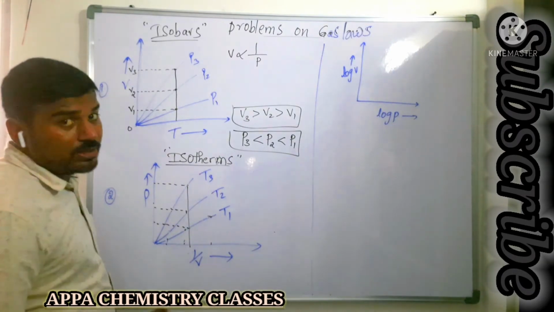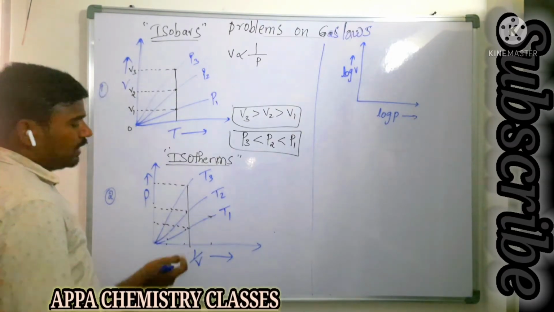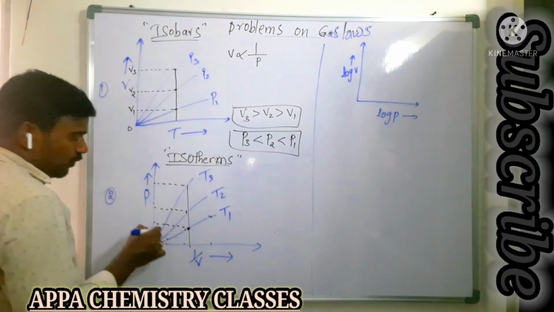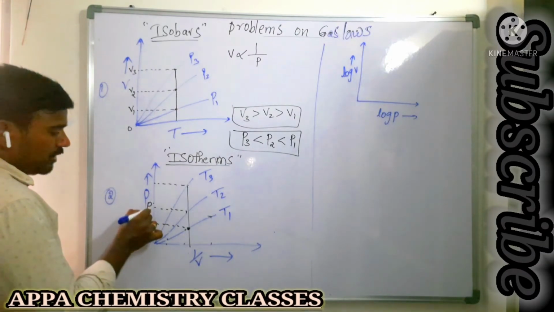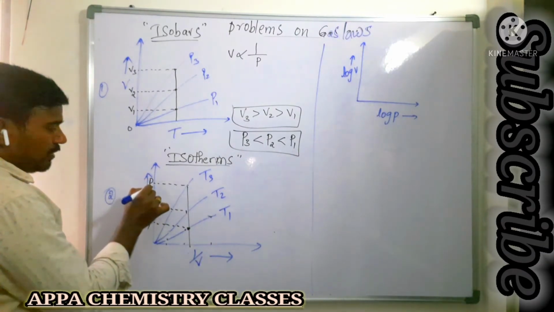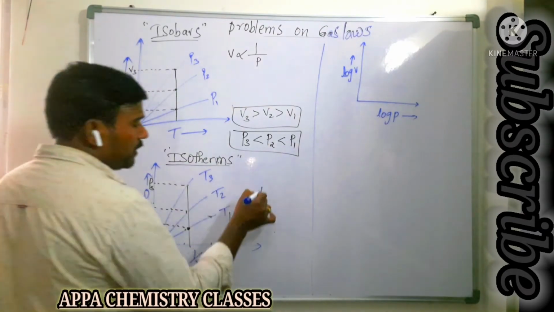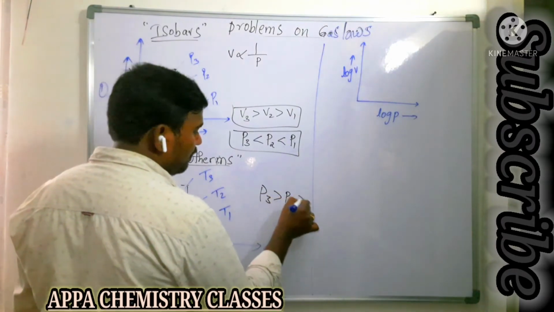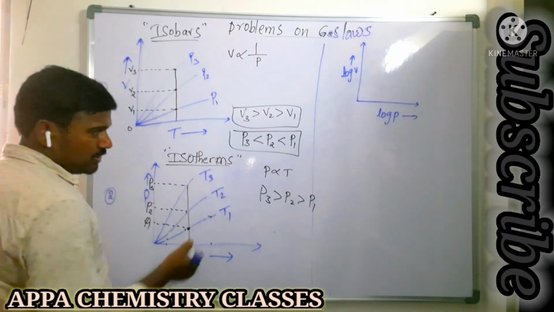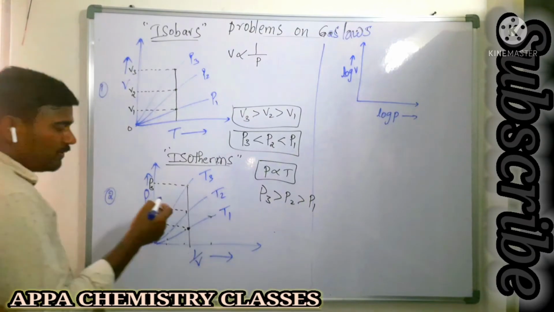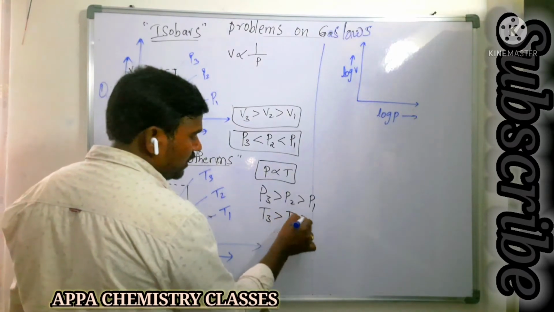Now you see here we are taking the perpendicular to the x-axis, the 1 by volume axis. Then at T1 temperature, whatever the pressure is there, that is P1. At T2 temperature, the pressure is P2. At T3 temperature, the pressure is P3. Now what is the relation between P1, P2, P3? P3 is more than P2, which is more than P1. In the same way, we know that pressure is directly proportional to temperature from Gay-Lussac's law. So the T3 temperature will be very high, after that T2, after that T1.